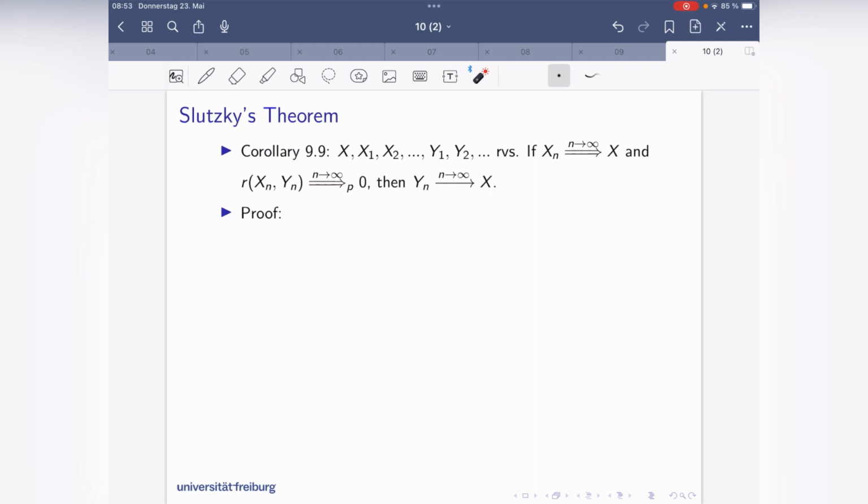One is so-called Slutsky's theorem, which goes as follows. If xn converges weakly to x, and xn and yn are close in the sense that their distance converges in probability to 0, then also yn converges to x. Yn also converges weakly to x. Yeah, that's sometimes useful if you can only show xn converges weakly to x. You can show xn and yn, they're close, but you really want to have yn converges weakly to x.